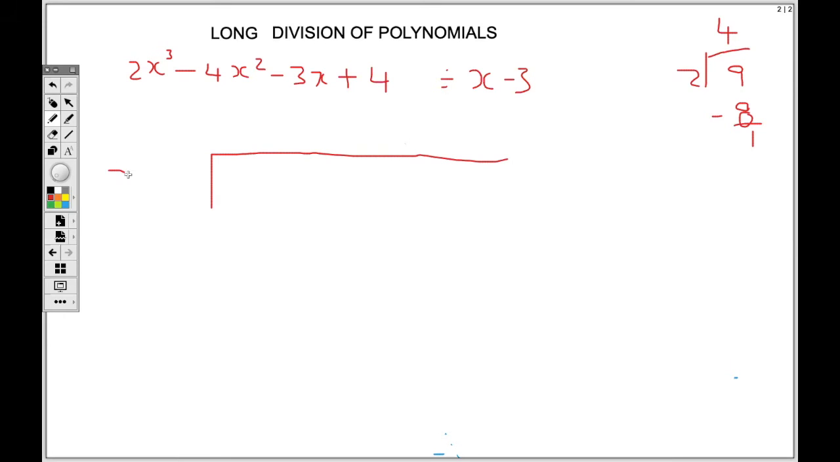So the divisor is x minus 3. And the dividend is 2x cubed minus 4x squared minus 3x plus 4.